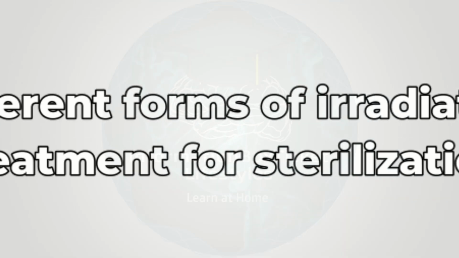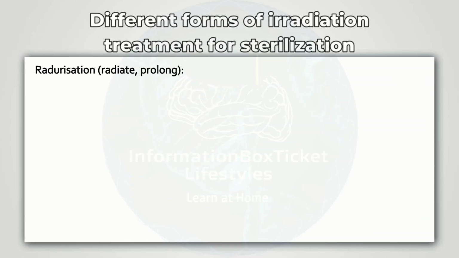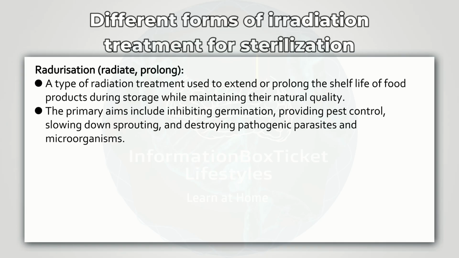Different forms of irradiation treatment for sterilization. Radurization, radiate, prolong. A type of radiation treatment used to extend or prolong the shelf life of food products during storage while maintaining their natural quality. The primary aims include inhibiting germination, providing pest control, slowing down sprouting, and destroying pathogenic parasites and microorganisms. This method applies a low dose of radiation.